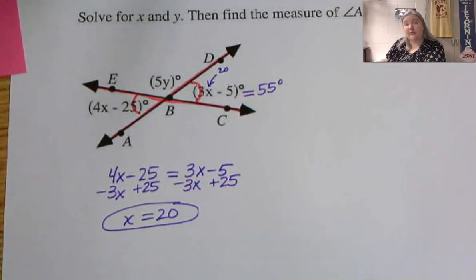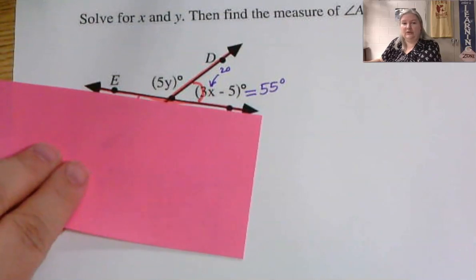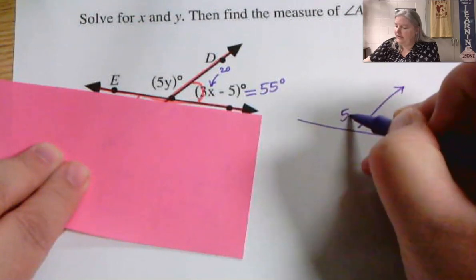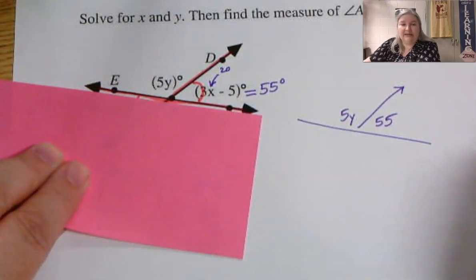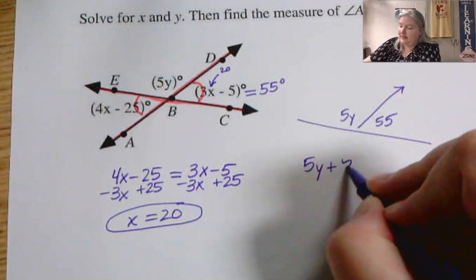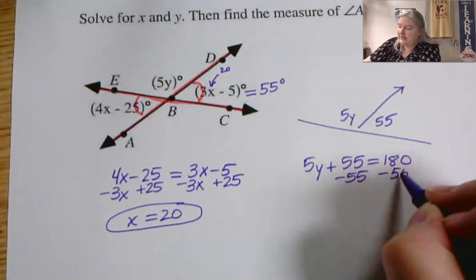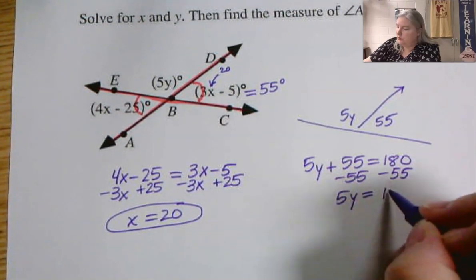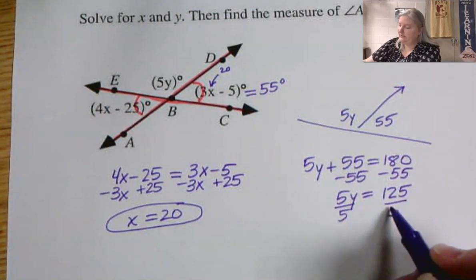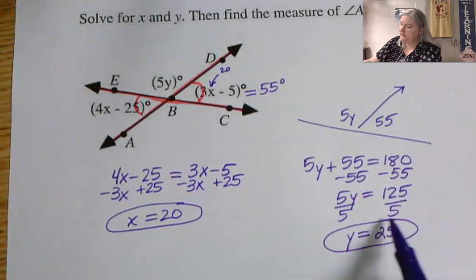So now I can go back and solve for y by setting up an equation between these two. Those two are a linear pair. Basically, what we have is this is 5y, and this is 55. And so together, since they form a linear pair, we know they have to add up to 180. So 5y plus 55 equals 180. Subtract 55 from both sides, and I get 5y equals 125. Divide both sides by 5, and I get y equals 25. And there is my answer.